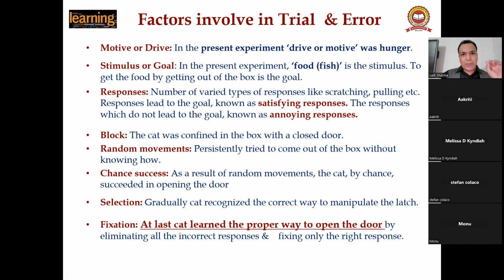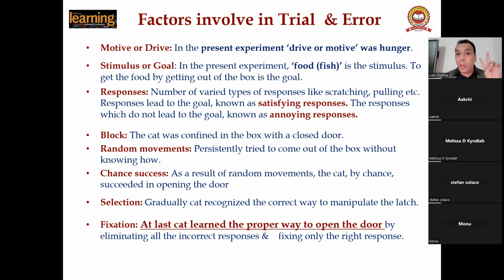The cat has come to know that by pressing the lever she can come out of the cage. Now, within a second, she came out of the cage. So the cat has learned because of many trials and many errors. That's why Thorndike has given this theory the name trial and error theory. Okay, so guys, now what we have to understand is the most important factor involved in trial and error, number one.